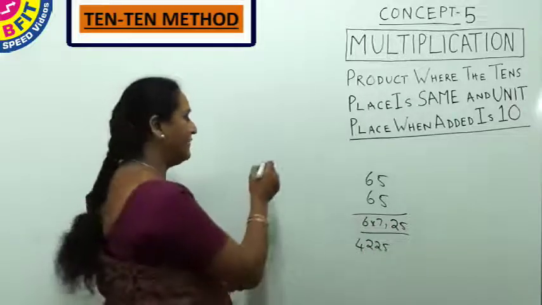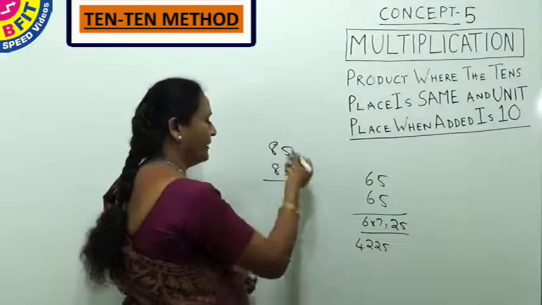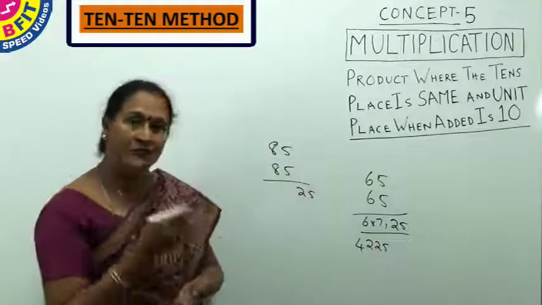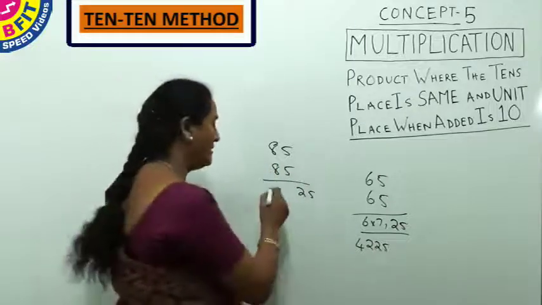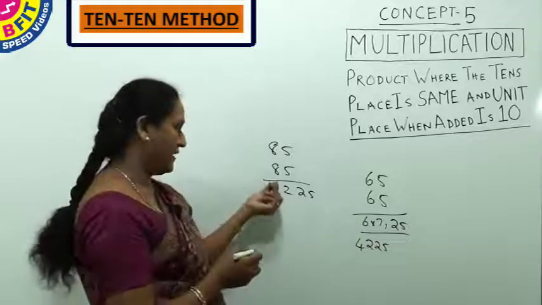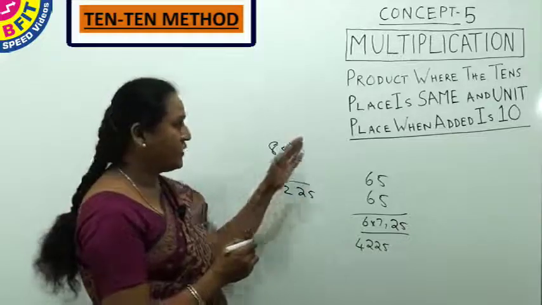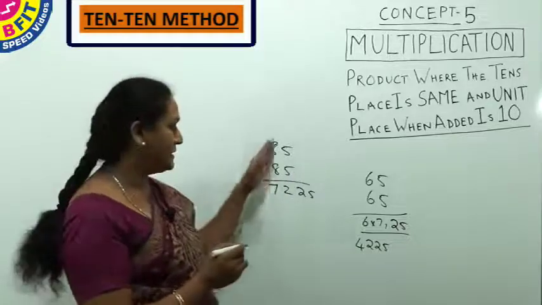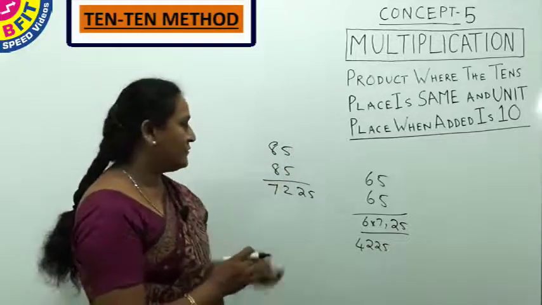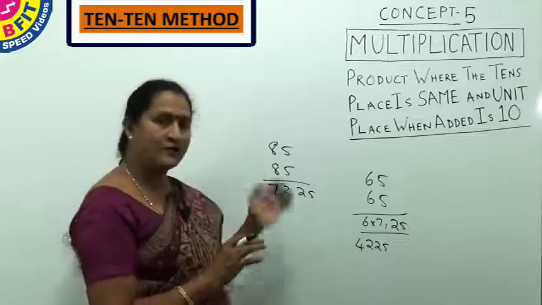If it is 85, what will be the square? 5 into 5, 25. And 8 is multiplied with its following number. 8 into 9, 72. So the square of 85, that is 85 and 85, is 72, 25. So this follows the same pattern: the tens place is the same and the unit places, when added, make 10.